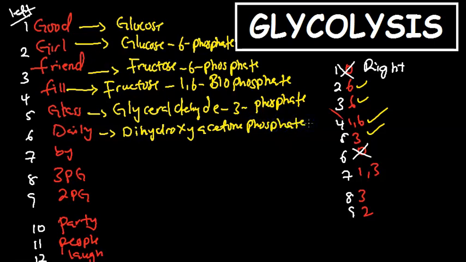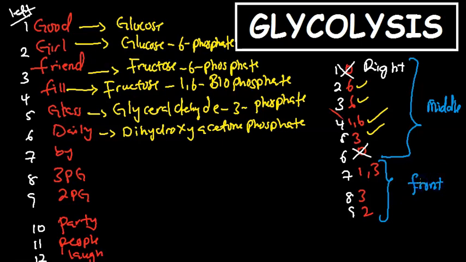So what do we have on number 7? We have Bi, which stands for bis. But the next thing I need you to focus on is this. From number 1 to number 6, this is going to be middle, meaning the carbon atoms are going to be at the middle. And from number 7 to number 9 is going to be front. I'm going to show you that.